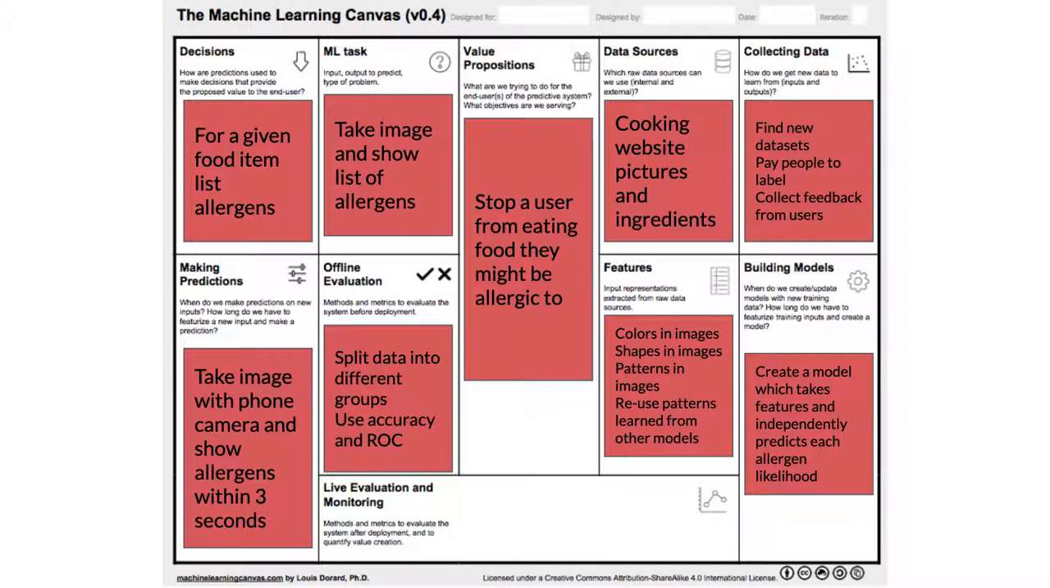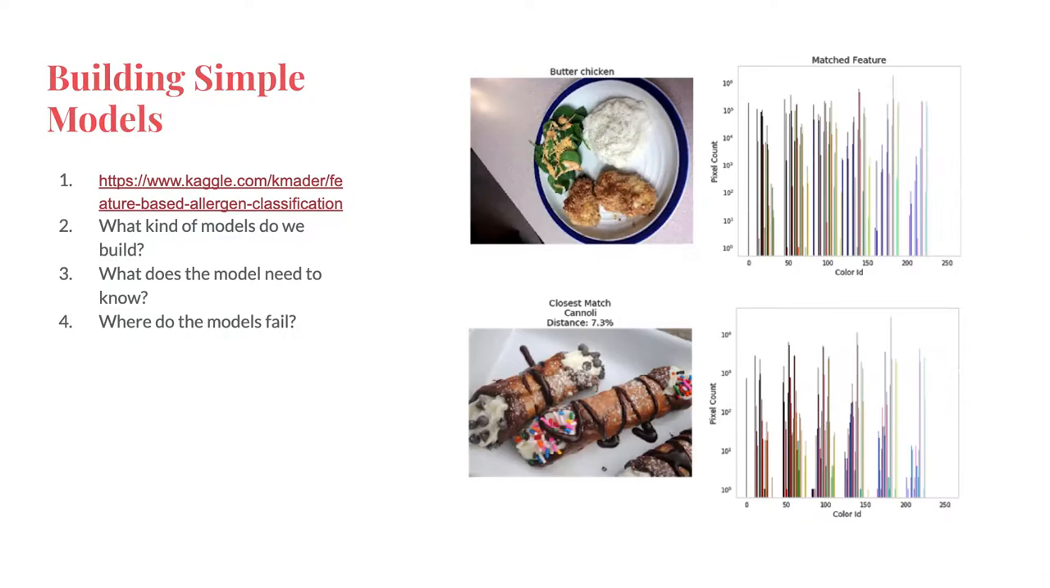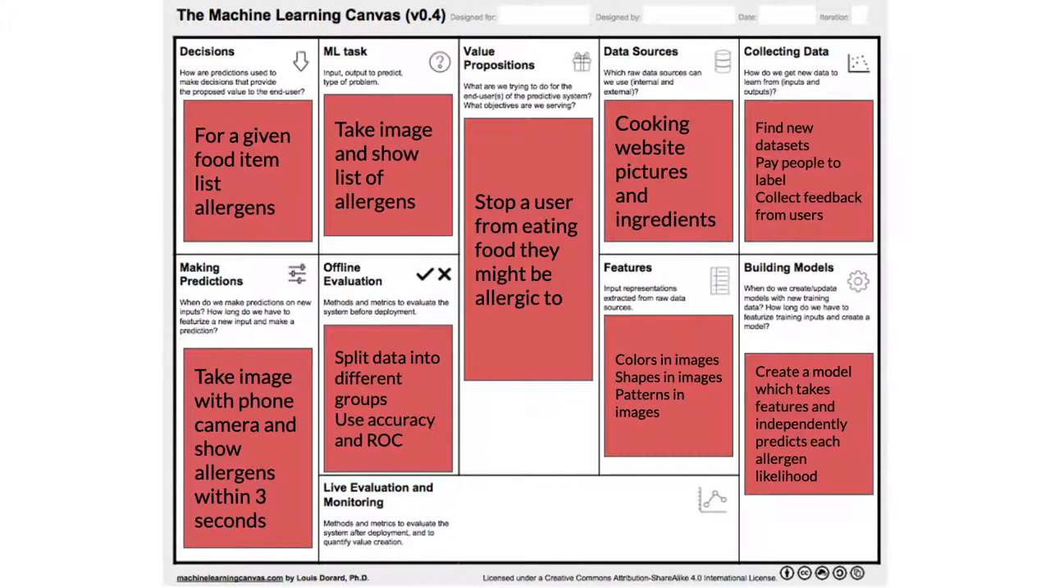And then we have, so we're already on building models. What we change here now, we've made our first set of models, we've come up with some baseline predictions, and now we want to get to the more complicated, exciting part.